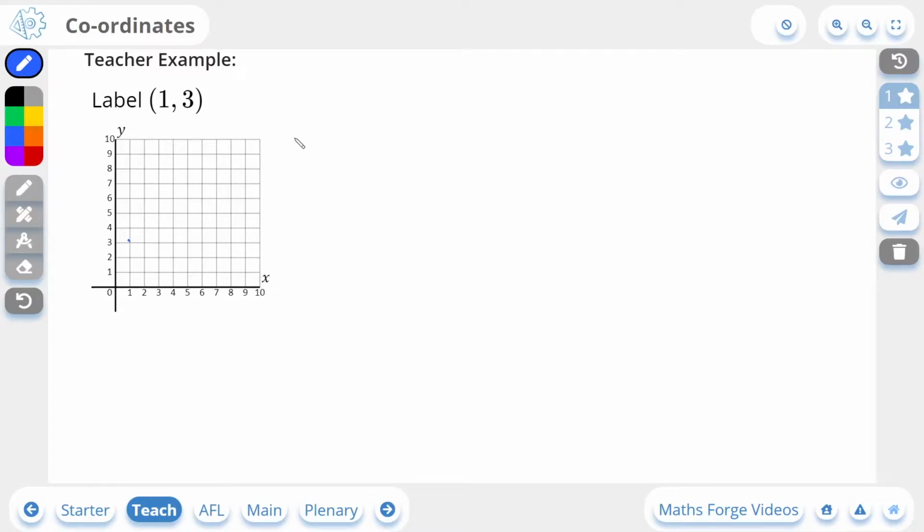So let's take a look at our first example. Here we're being asked to label the coordinate (1, 3) on this grid. So let's just speak about coordinates for now.